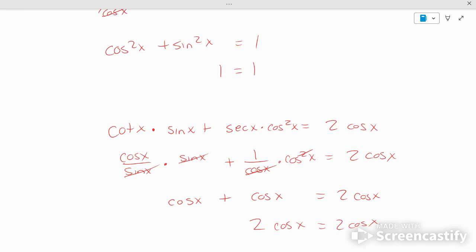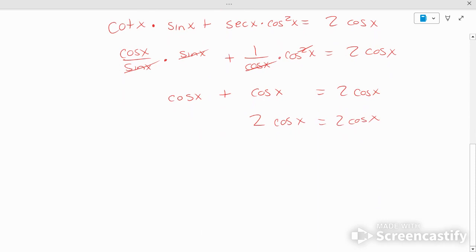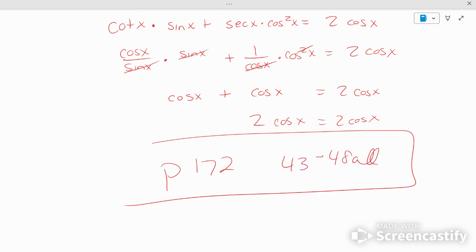You guys kind of got this, right? Let's just move on to the assignment. Page 172, 43 through 48 all. In about 20 minutes, I'll go over the second assignment. But this should not take too long. It's not super difficult. So there you go.